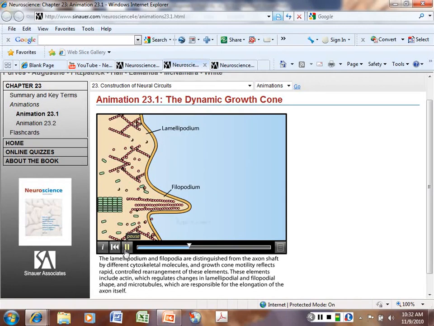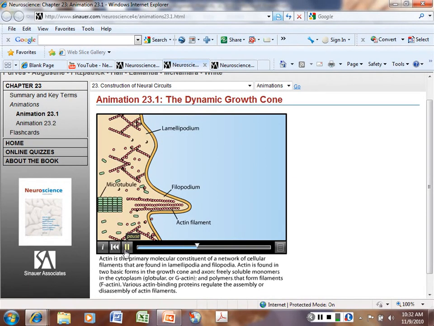These elements include actin, which regulates changes in lamellipodial and filopodial shape, and microtubules, which are responsible for the elongation of the axon itself. Actin is the primary molecular constituent of a network of cellular filaments that are found in lamellipodia and filopodia. Actin is found in two basic forms in the growth cone and axon: freely soluble monomers in the cytoplasm, also called globular or G-actin, and polymers that form filaments, also called F-actin. Various actin-binding proteins regulate the assembly or disassembly of actin filaments.